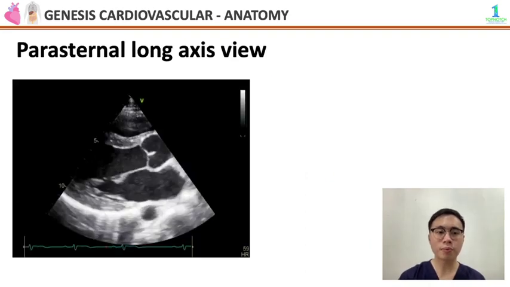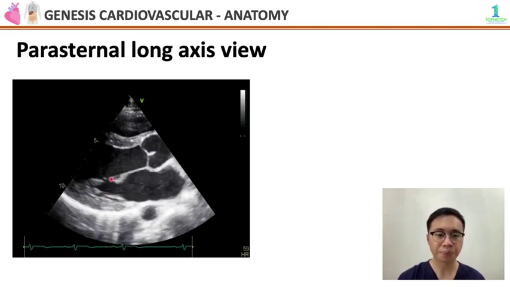So, now we have the parasternal long axis view. What does this area represent? This will be the left atrium. Below this would be the left ventricle. So LA, LV. In between them, what valve could this be? Of course, it would be the mitral valve.